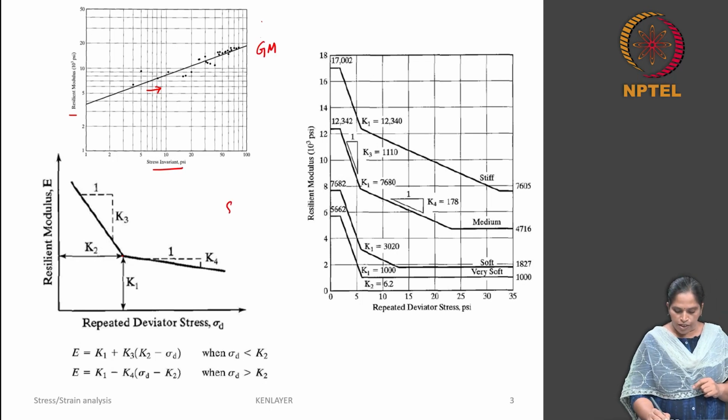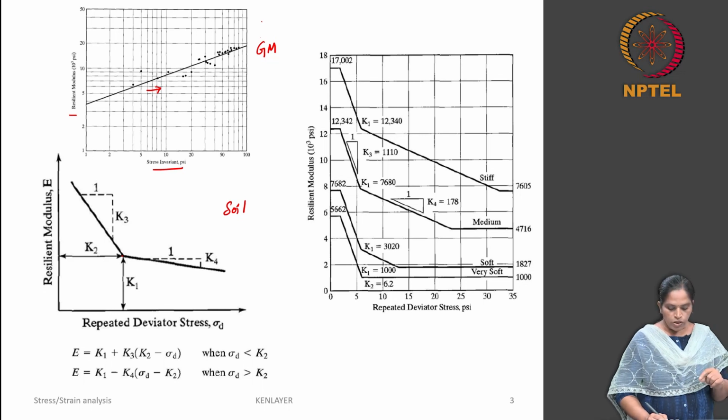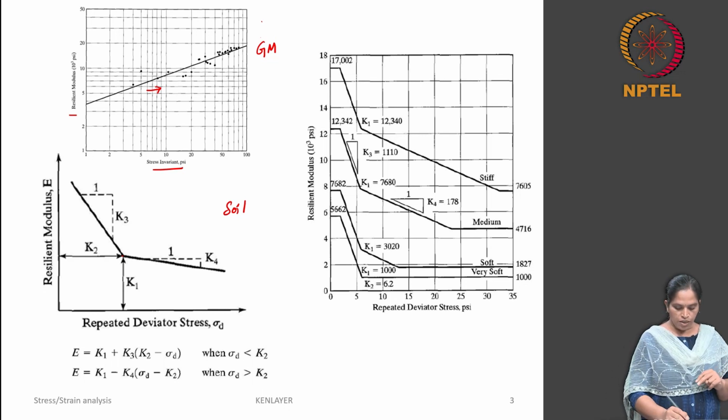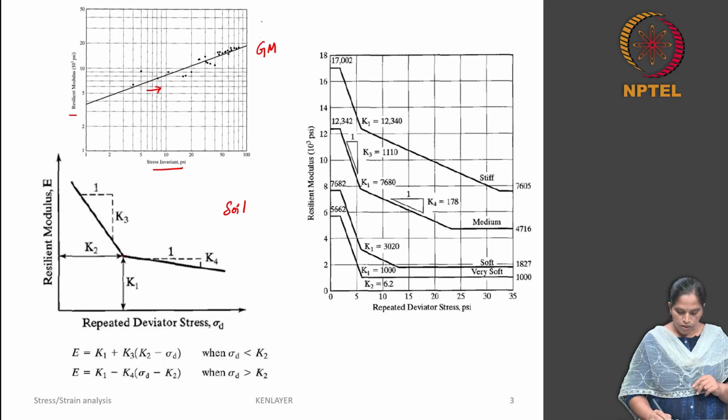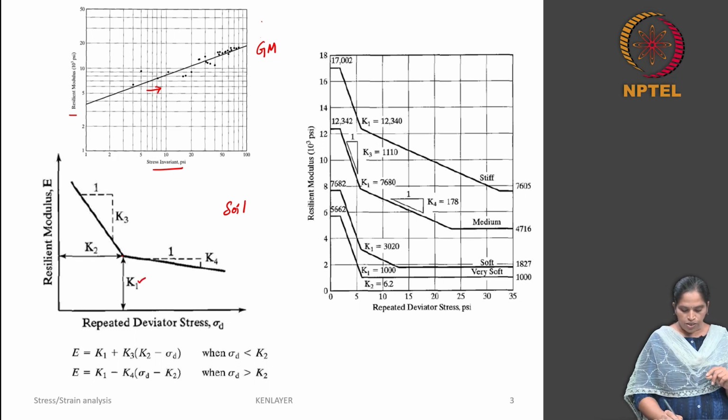But if you see the resilient modulus of a fine grained material or a soil, it decreases with the increase in deviatoric stress. And you can also see that there is a two-stage slope curve for the resilient modulus of a soil layer. So to define this resilient modulus of a soil layer as a function of deviatoric stress, you need four constants K1, K2, K3 and K4. K1 here is the resilient modulus value at the point of slope change. K2 is the deviatoric stress value at the point of slope change. K3 and K4 are the two different slopes.